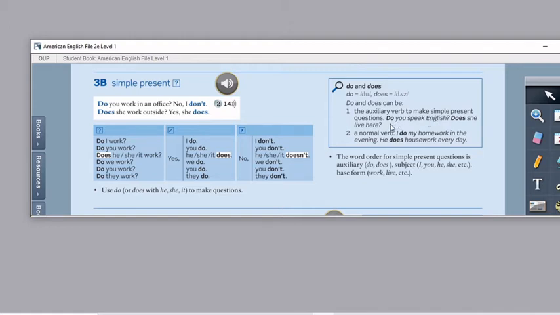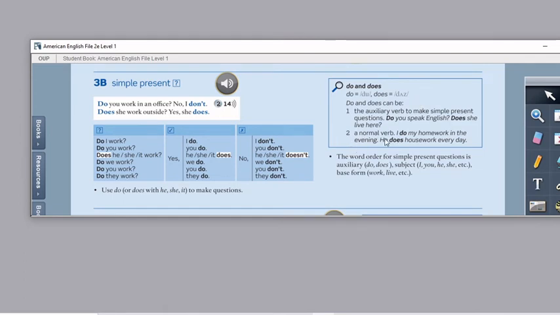Well, they work as question words. They indicate a question in the simple present for some subjects. Do you speak English? Does she live here? So here is the auxiliary verb that indicates question in the simple present.